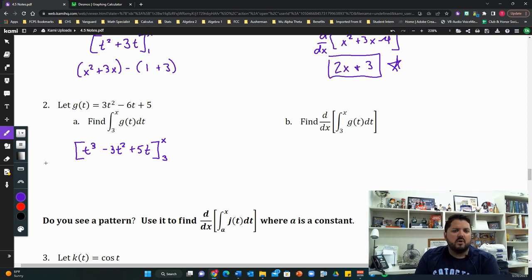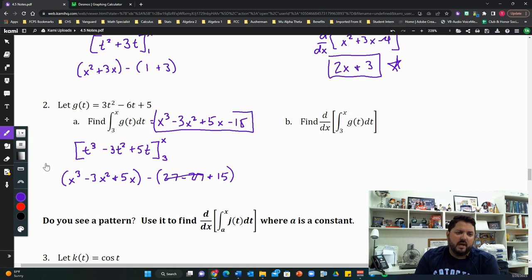So when x goes in, that produces x cubed minus 3x squared plus 5x for my f of b part, and now f of a is going to be 27 minus 27 plus 15. So all in all, the 27s cancel, so I get that this integral is equivalent to x cubed minus 3x squared plus 5x minus 15.